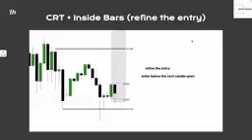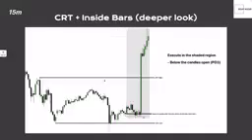Hopping on to the 1 hour time frame. We can now refine the entry by looking for a lower time frame CRT. The CRT low and CRT high of the higher time frame is coming from the 4 hour. We drop down to the 1 hour and look for our lower time frame CRT, which is performing right here. Hopping down to the 15-minute time frame, deeper look. Let's refine that entry.